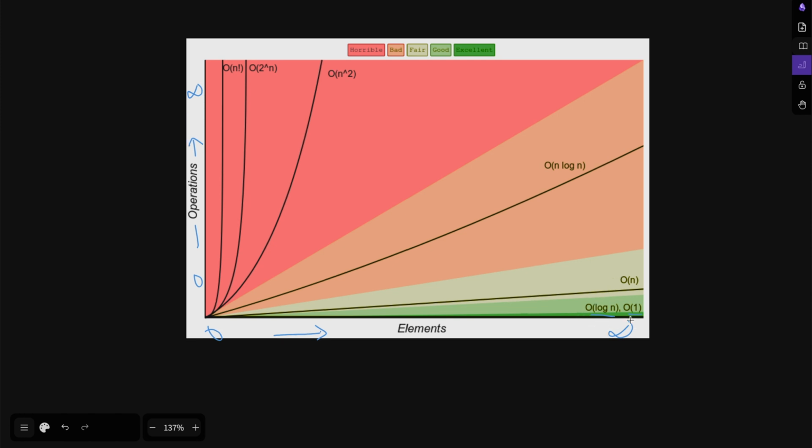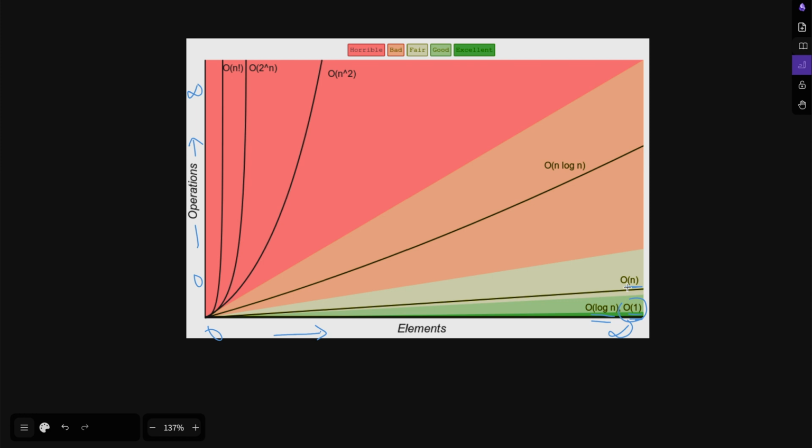The best one of these is O(1), which is constant time. That is, the runtime doesn't depend on the input size. One example of this is accessing an element of an array, which is always constant time. The next best we have is logarithmic time, which is O(log n). The runtime grows logarithmically with the input size. One example of this is binary search.